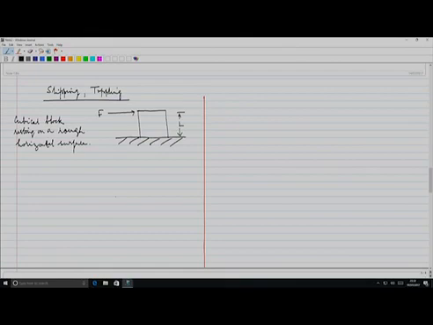The coefficient of friction is so high such that the block does not slide before toppling. It is given that the coefficient of friction is so high that the block does not slide before toppling.